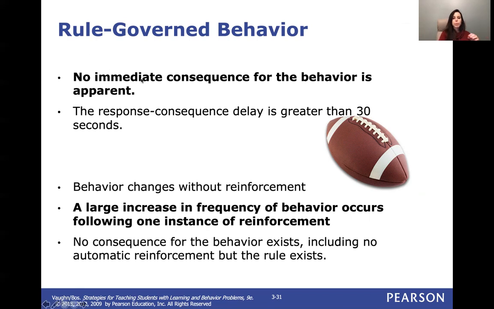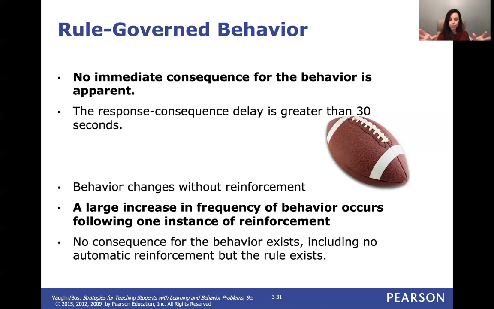But for no immediate consequence for the behavior is apparent, that's rule-governed behavior. That happens when the response-consequence delay is greater than 30 seconds. Keep in mind, this is what we go by. My paycheck as a teacher or my other job is rule-governed behavior. Not every time I teach a class do they hand me money, right? I don't always hand you an immediate grade as soon as you turn in an assignment. You know I'm going to grade it eventually. You know you're going to get a grade by the end of the class, so you know it's coming.